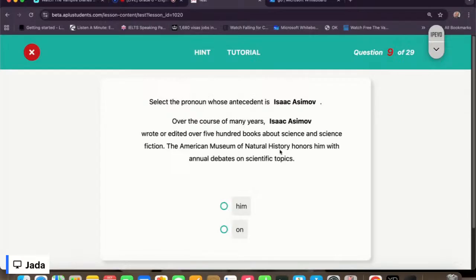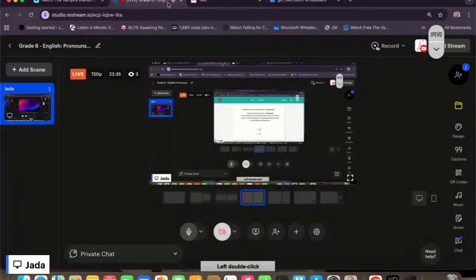Then, over the course of many years, Isaac Asimov wrote or edited over 500 books about science and science fiction. The American Museum of Natural History honors him with annual debates on scientific topics. Him or on?